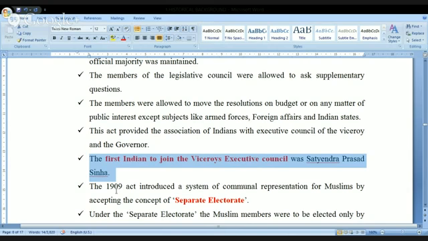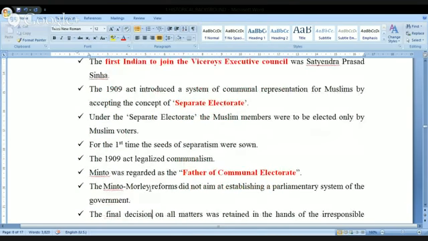Now, this particular act, the 1909 Act, also introduced a system of communal representation for Muslims by accepting the concept of separate electorate. Kindly remember, very, very important point here. This is the place where the British government has been criticized.